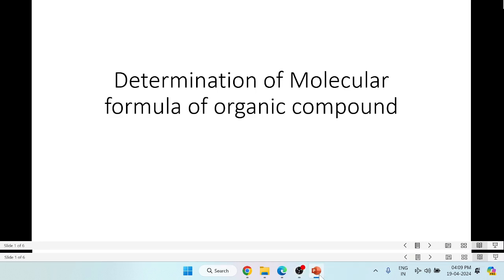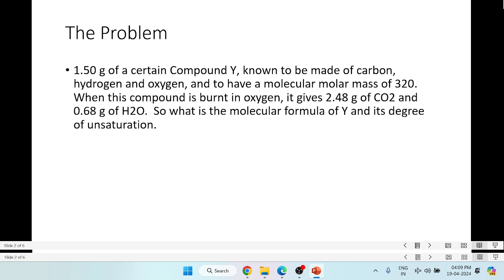Hello students, in this problem we are going to determine the molecular formula of an organic compound. What is the data? We are given 1.5 grams of a certain compound Y. It is known to be made of carbon, hydrogen, and oxygen, and it has a molecular mass of 320.